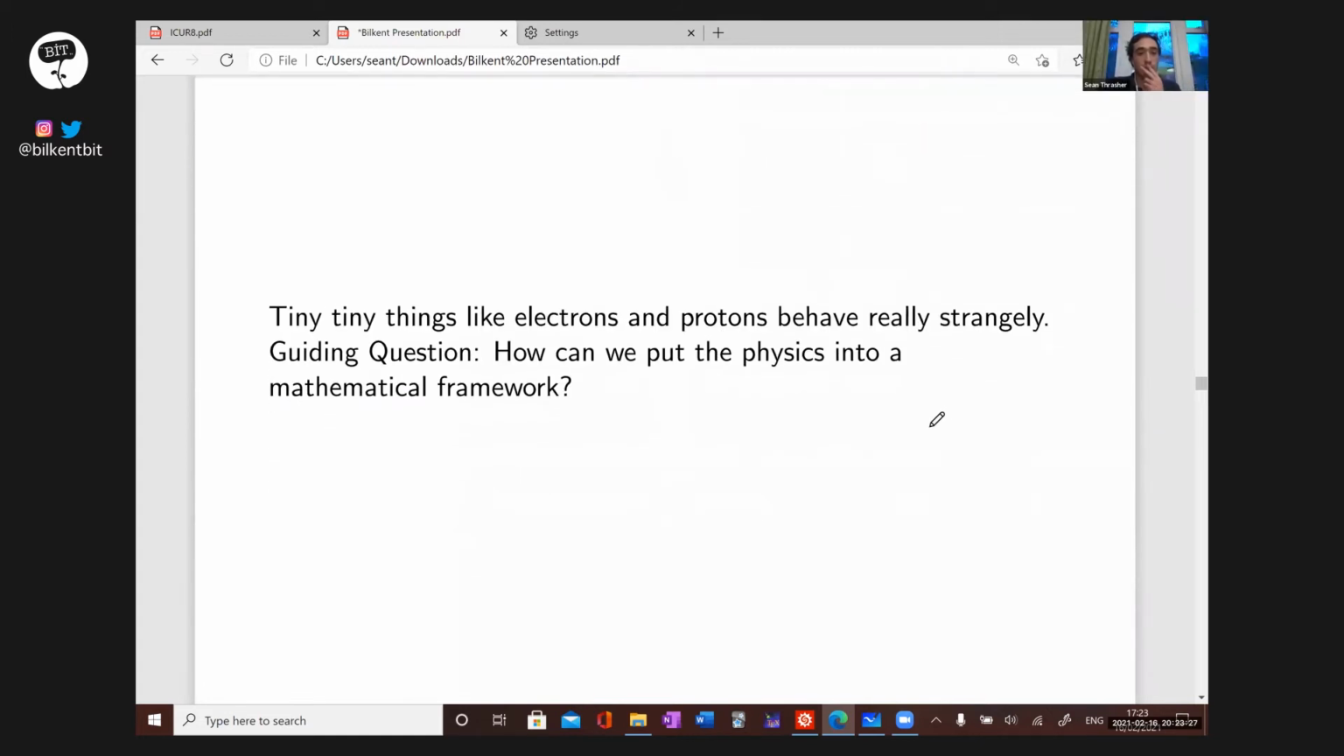All right. Okay, so guiding question here. Now let's go to quantum physics. You might be aware that things on the very, very tiny scale behave very strangely. So the question is, how can we put this physics into a mathematical framework? If you're approaching this as a mathematician, structure is extremely important. So you want to take the underlying structure of a theory that already exists, in this case classical physics, and somehow carry that over.